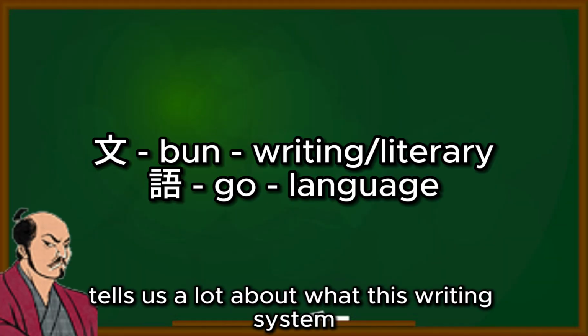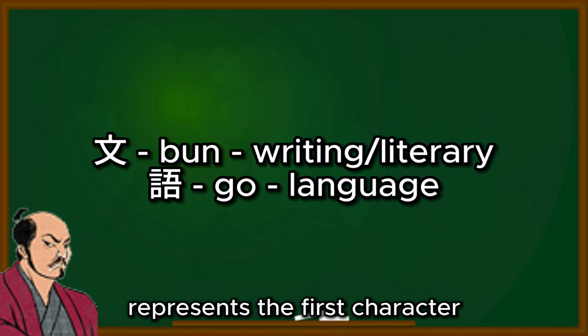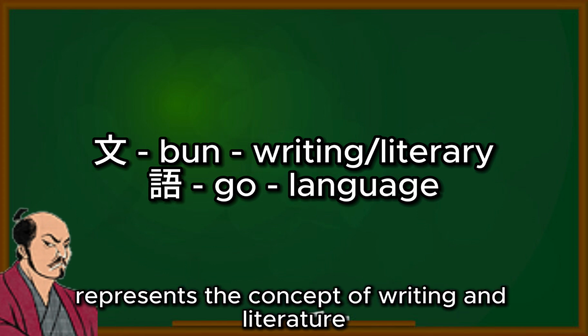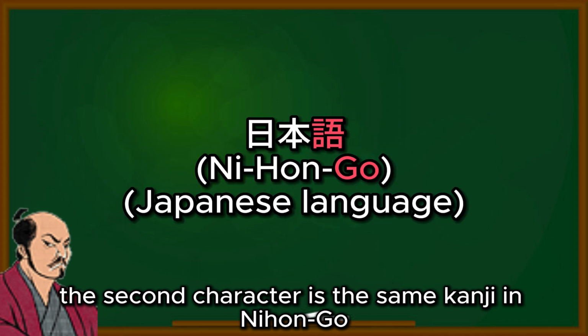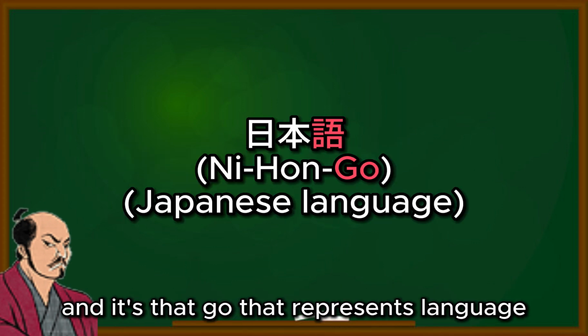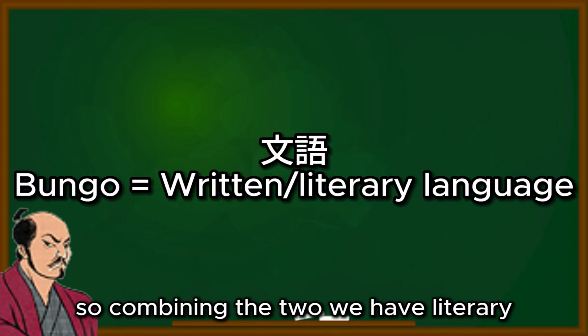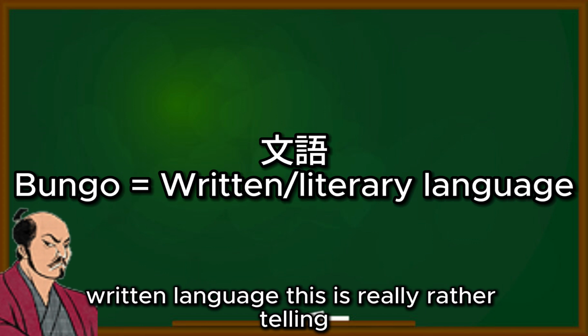The kanji here tells us a lot about what this writing system represents. The first character represents the concept of writing and literature. The second character is the same kanji in Nihon Go. It's that Go. It represents language. So, combining the two, we have literary written language.